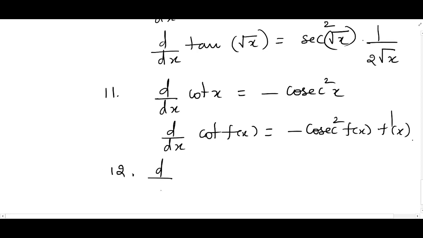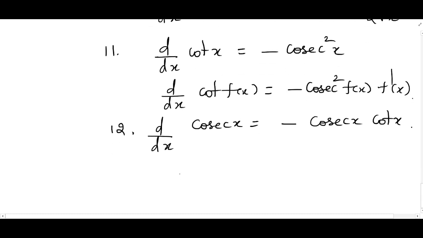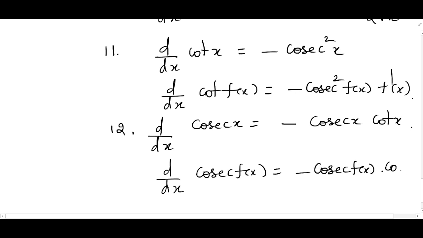So moving ahead, the derivative of cosec x is minus cosec x cot x, and the derivative of cosec f of x is minus cosec f of x into cot f of x into f dash of x.